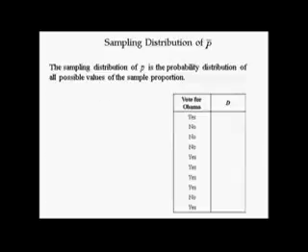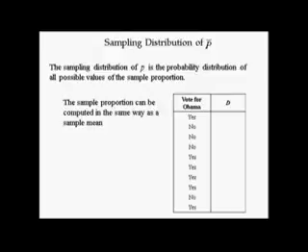The previous slide suggests there is variation among proportions computed from random samples of the same size from a population. Because the sample proportion p bar is analogous to the sample mean x bar, and the proportion p is analogous to the population mean mu, the sample proportion can be computed in the same way as a sample mean.